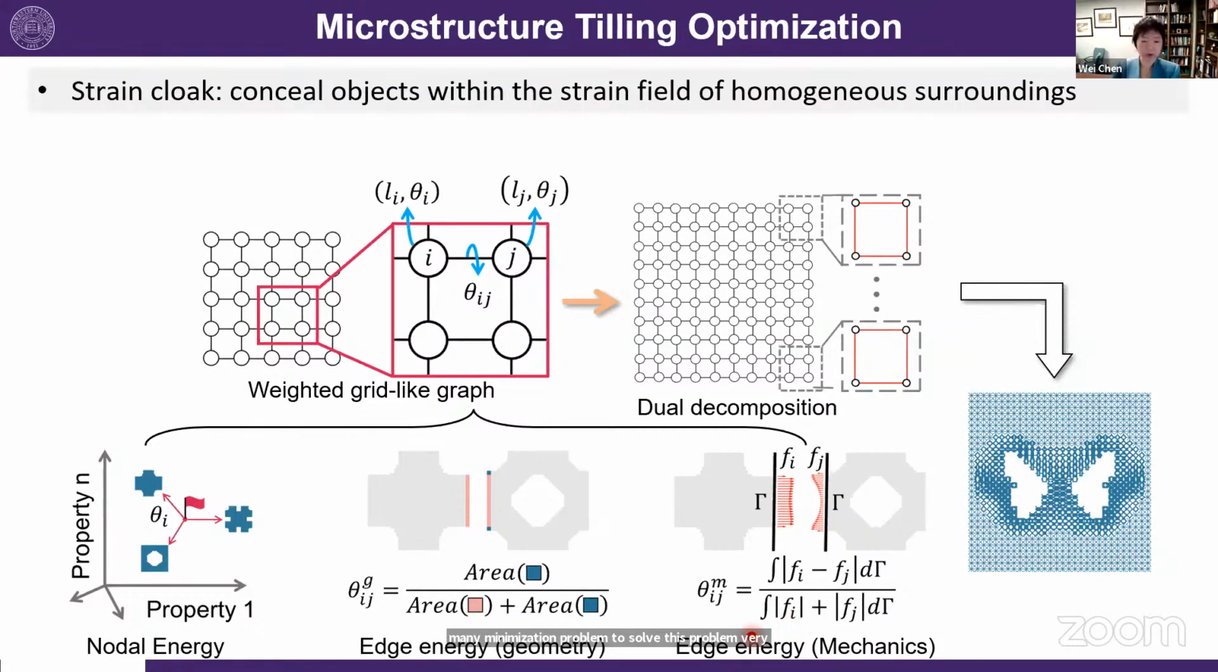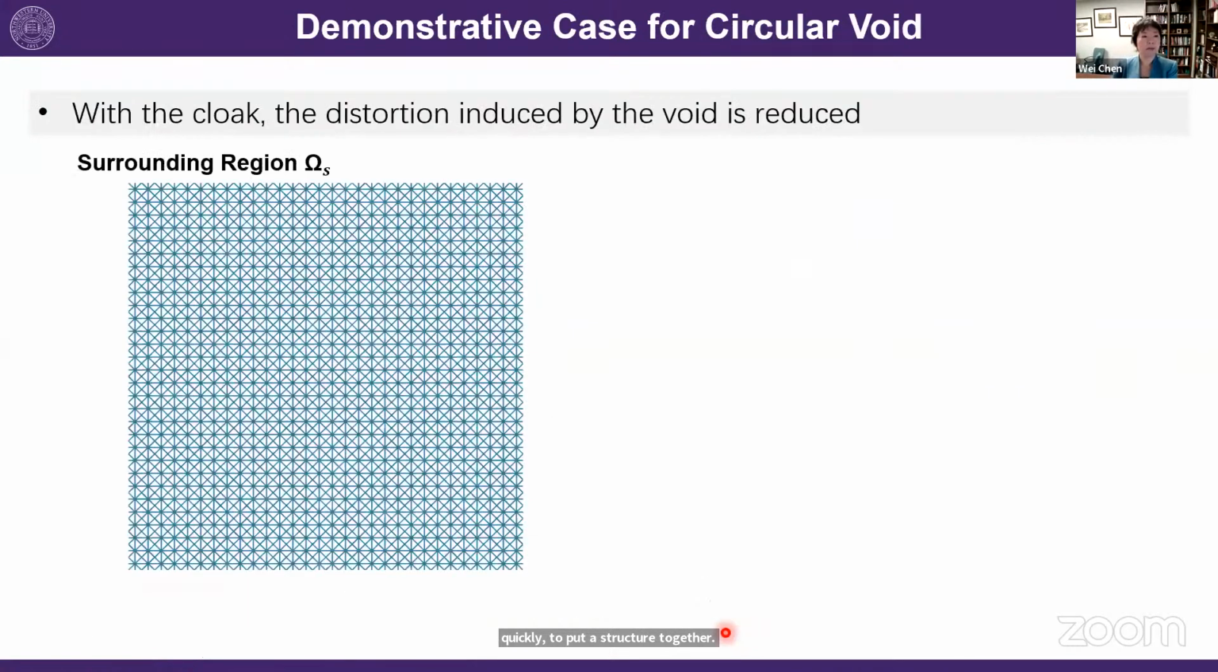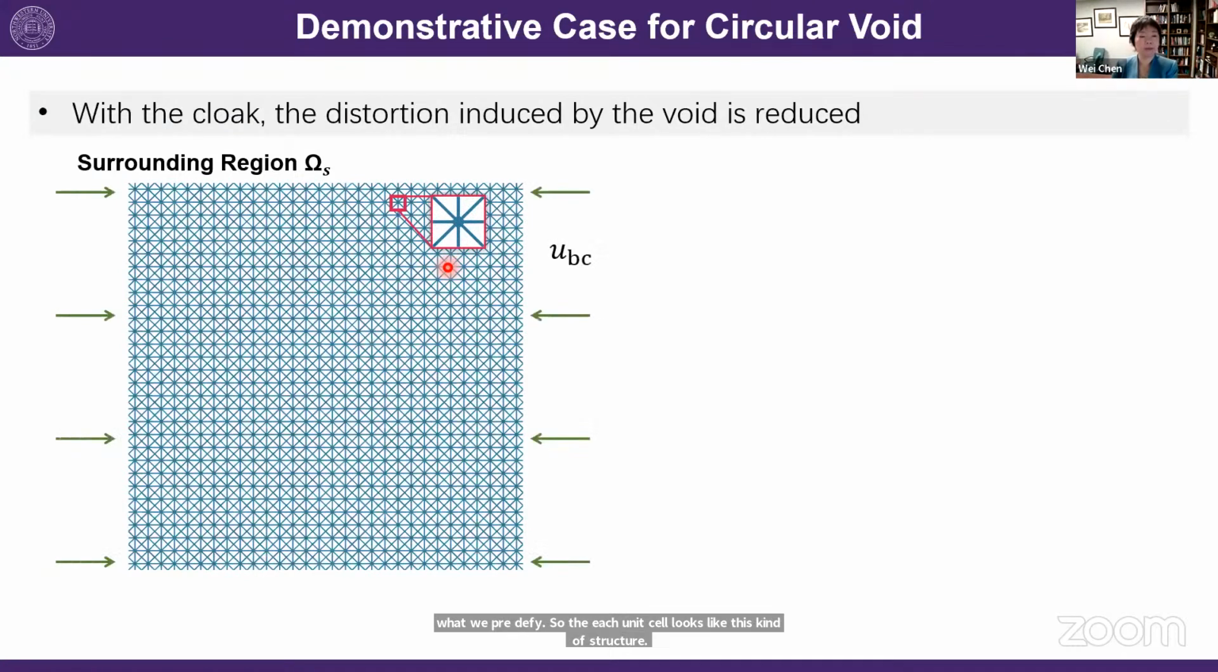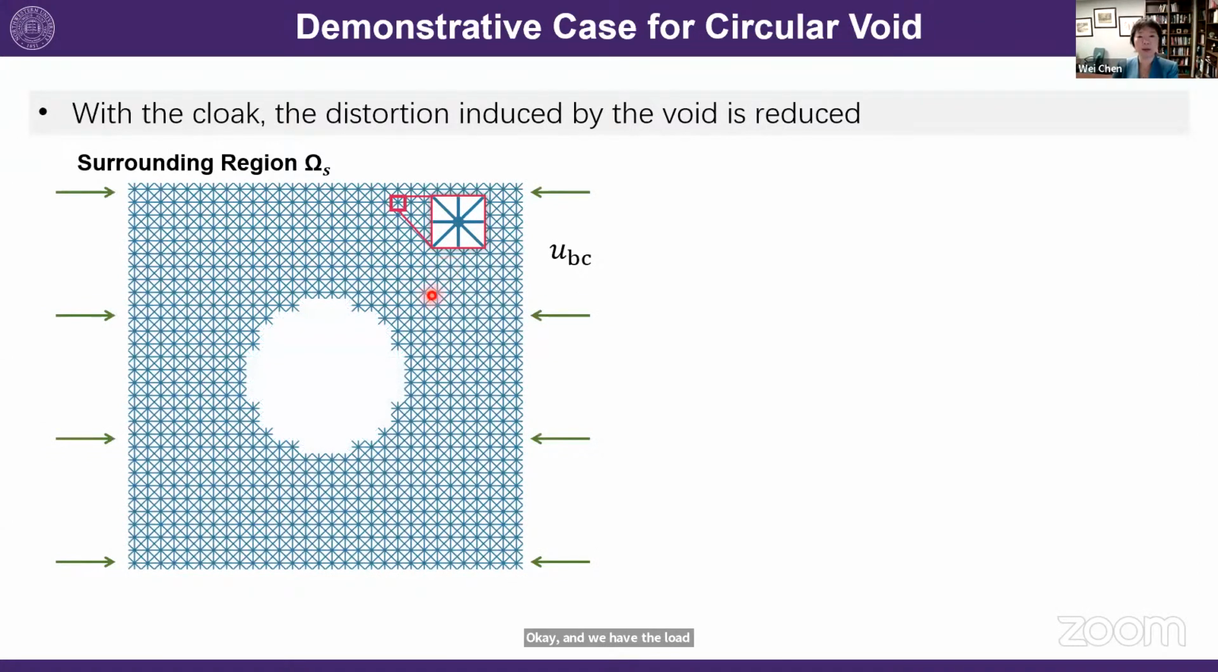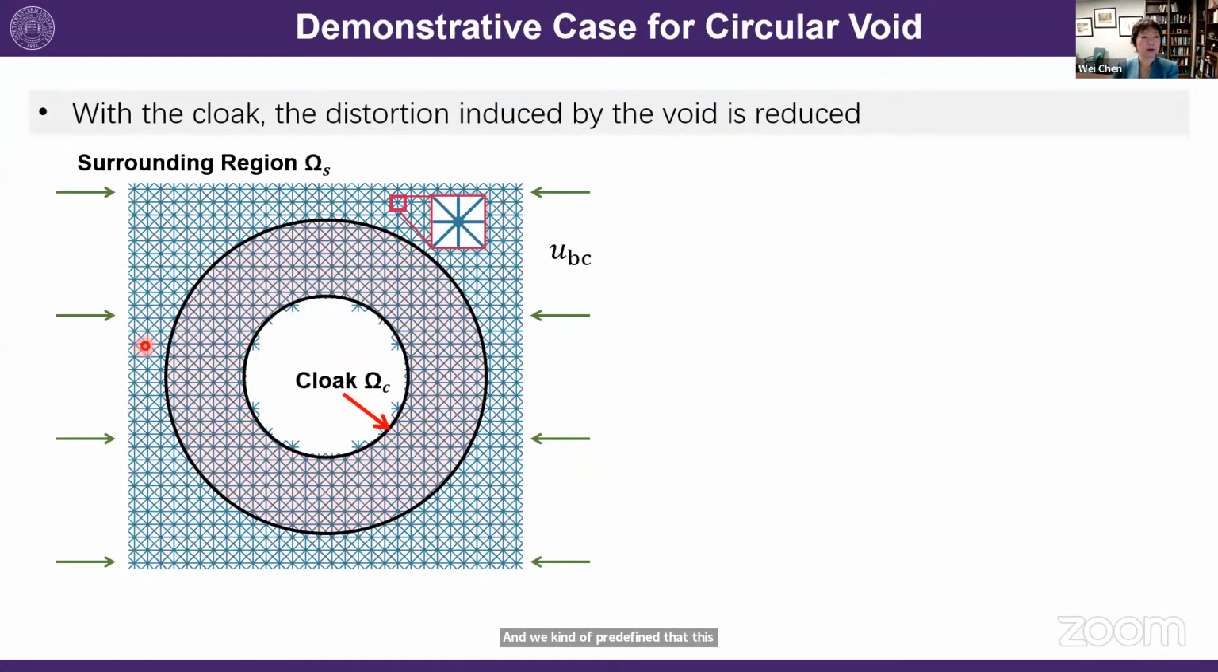So I need to watch my time here a little bit. I will show you a couple of examples. This first example is a circular void. That's what we predefine. So each unit cell looks like this kind of structure. And we have the load applied from the two sides, and we predefined that there's a void here, and the shape of the cloak region is also predefined as circular. So that just means that inside it, a 1 and a 0 are pre-assigned.